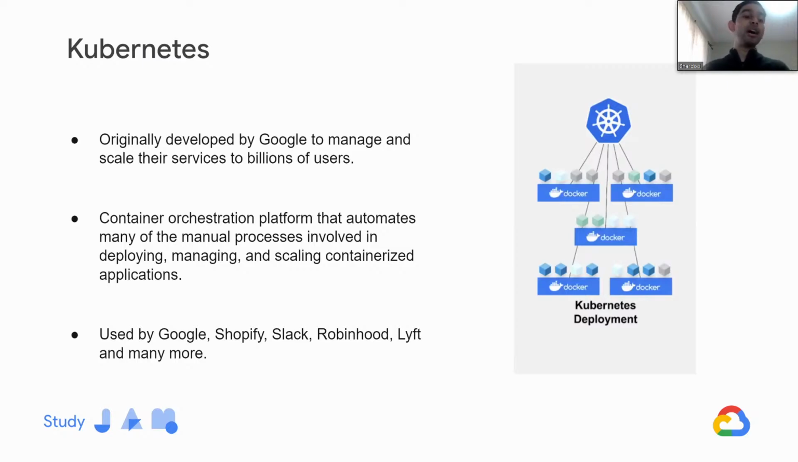So you don't need to necessarily have a 100-man team to manage real scale, like millions of users. A lot of startups actually use Kubernetes to get their services up and running and deal with explosive growth. Some of the main tech companies that continue to use Kubernetes are obviously Google, but then also Shopify, Slack, Robinhood, Lyft, and many more.